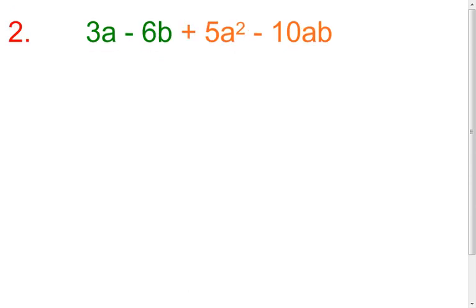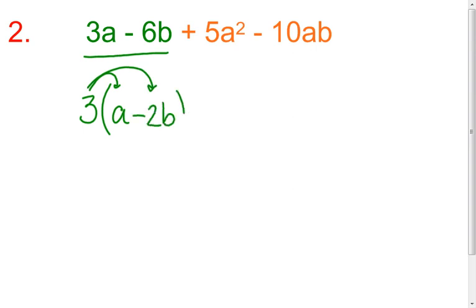All right, here's another one. Again, I'm going to look at, first of all, my first two terms, and I'm going to look at what they have in common. What can I pull out of these two terms? Well, 3a and 6b are both divisible by 3. One has an a, one has a b, so I can't do anything there. So 3 times what makes 3a? That would be an a. And 3 times what would give you negative 6b? That would be negative 2b.